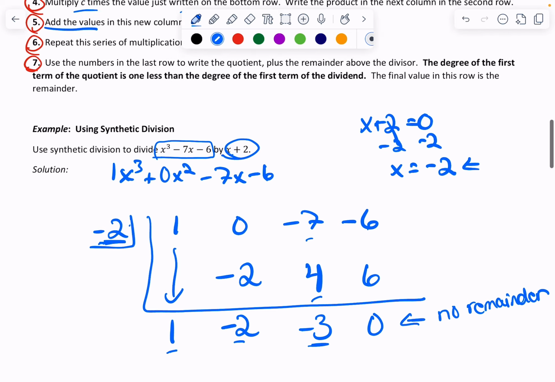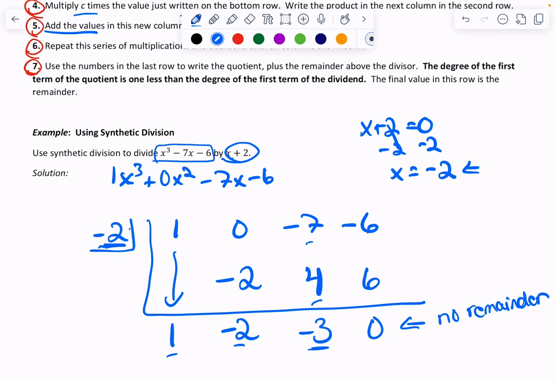Now, when we are writing our answer, use the numbers in the last row to write the quotient plus the remainder above the divisor. The degree of the first term of the quotient is 1 less than the degree of the first term of the dividend. So in the dividend, we have x cubed. This will be 1 less because we just divided it. So x squared minus 2x minus 3. This is our quotient.